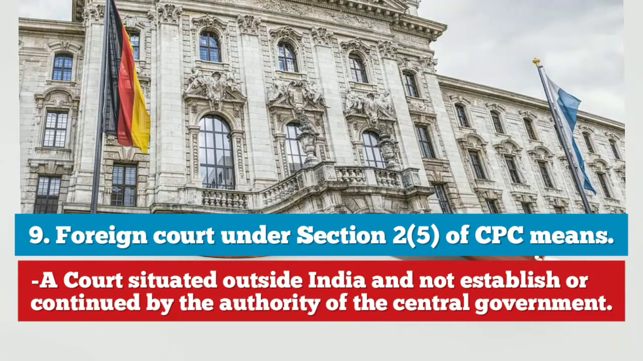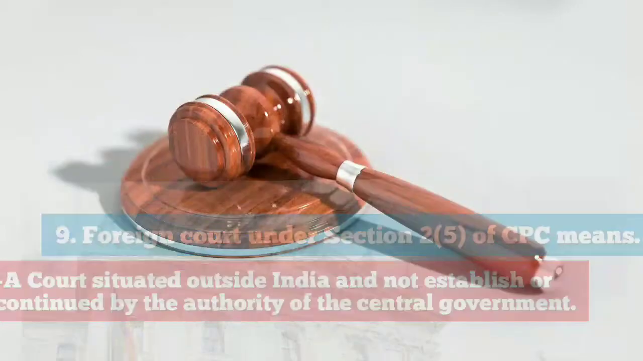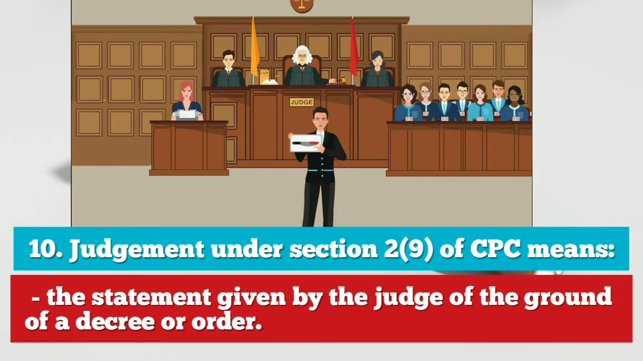Question number 9. Foreign court under Section 2(5) of CPC means a court situated outside India and not established or continued by the authority of the Central Government. Question 10. Judgment under Section 2(9) of CPC means the statement given by the judge of the grounds of a decree or order.